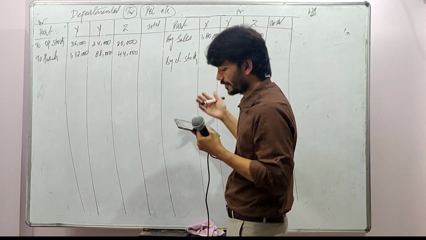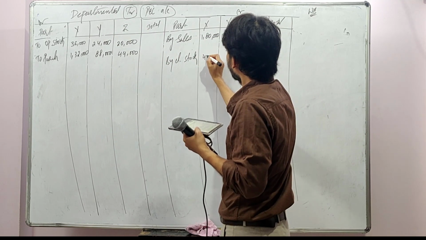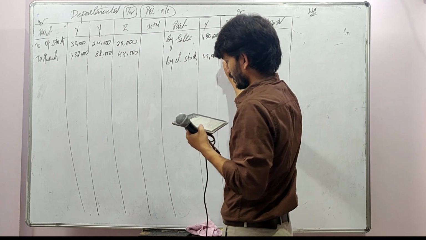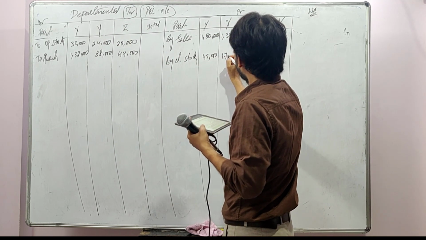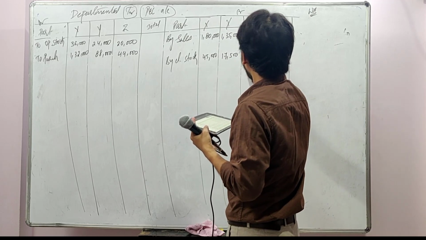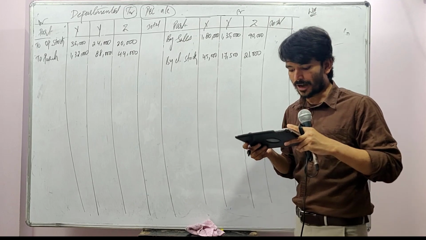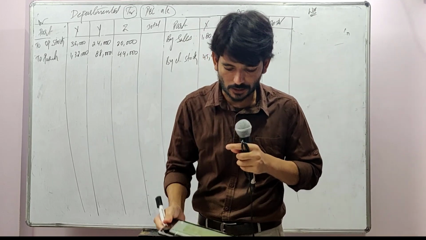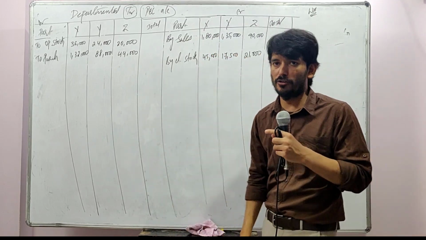Opening will come there, closing will come here. 45,000, 17,500, 21,000. And then value of furniture is also given. What do you mean by this value of furniture?